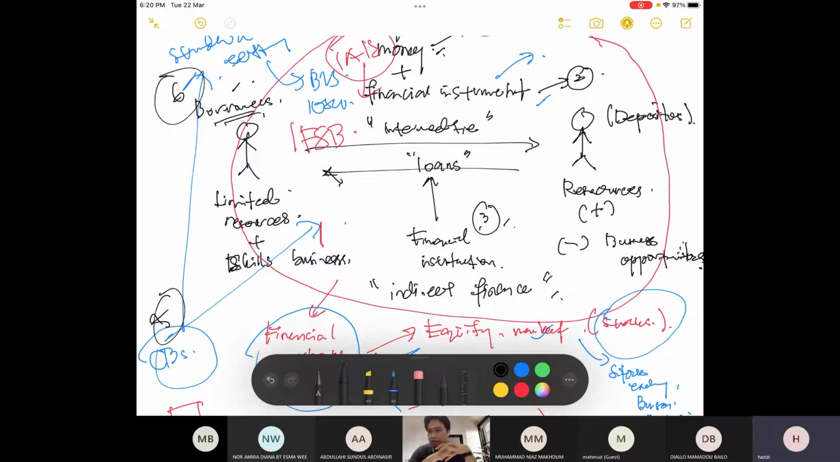Different countries have a different extent of applying or operating this financial system, but usually, especially in developed and developing countries, they have these kinds of components. So any question that you want to ask before we move into new topics today? If you are not clear with anything, you can ask.